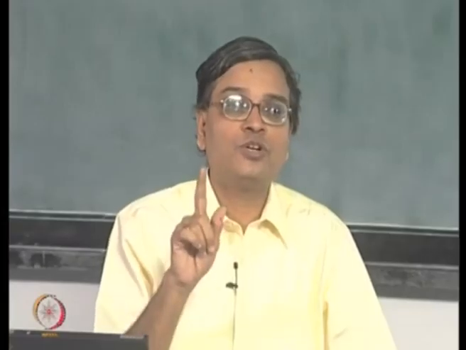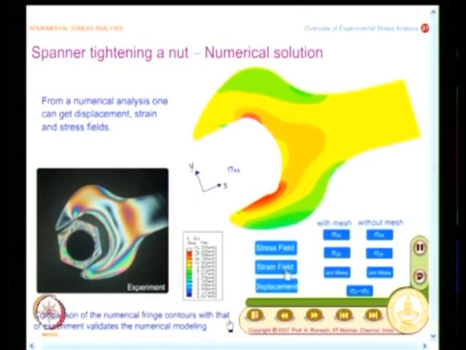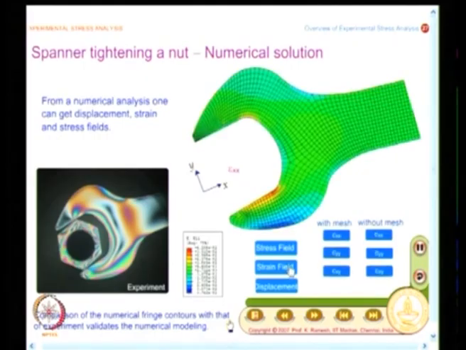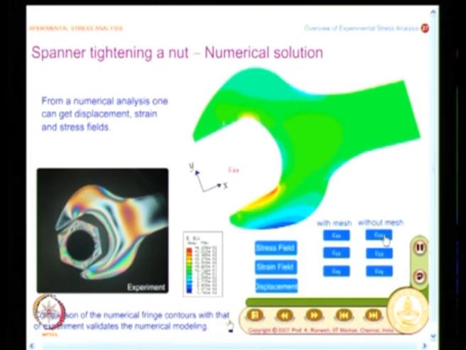The moment I come to numerical techniques, the greatest advantage is the shape of the geometry of the problem on hand does not pose any restriction, but you have to do a lot of computational effort, but you get whole field information. So, I can also get the strain field. Until now you have not seen strain field as a plot, and this is with mesh, and you can also see without mesh. This is epsilon xx.